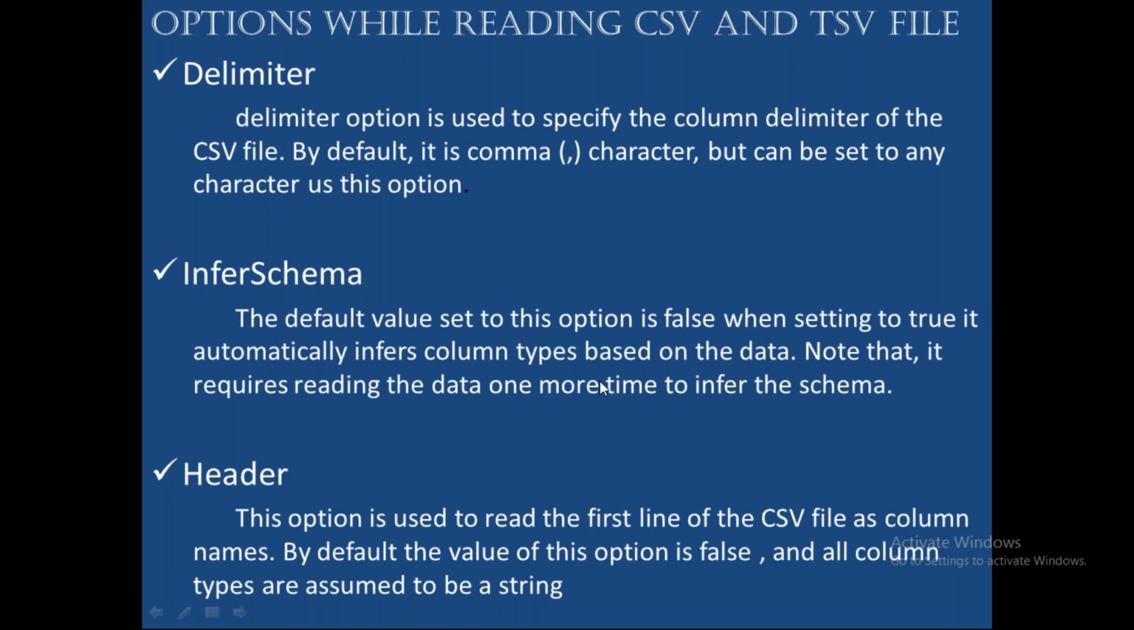Okay, as we discussed, by default, the value of this option is also false. What it means, you are saying there are no headers in my file. If you know there are headers in your file, you need to override the default value. The default value is false. You need to override it to true, set it as true. Then it will consider your first row as headers.